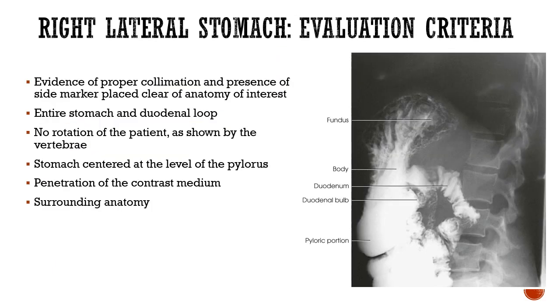So we're looking here at the side view, looking at the anterior and posterior aspects of the stomach. And then we're going to see the entire stomach and the duodenal loop. We'll see no rotation of the patient. We're going to see the stomach centered at the level of the pylorus. We're going to see penetration of the contrast medium, and we will see surrounding anatomy.